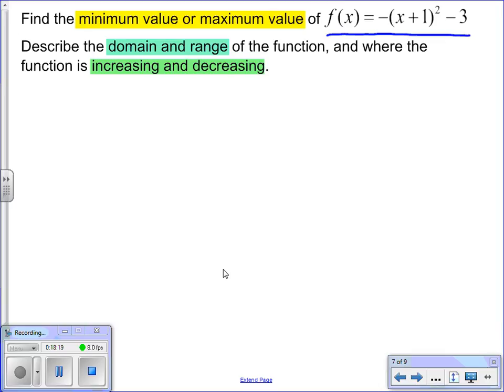Okay, so first thing we want to find is a minimum or a maximum. I'm going to ask you this question. Will this graph have a minimum or a maximum? And why? Maximum, because at the very front of the function it says negative. So that automatically means that this graph is opening down. So I will have a maximum value. If there was no negative, then we could automatically assume it was a minimum.